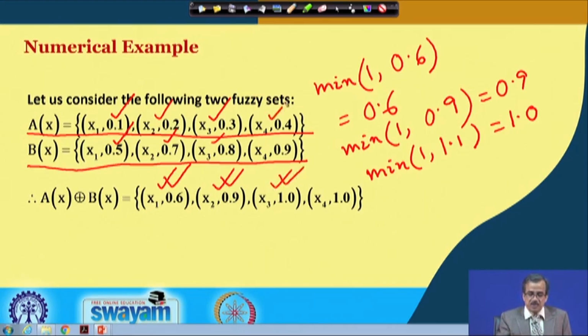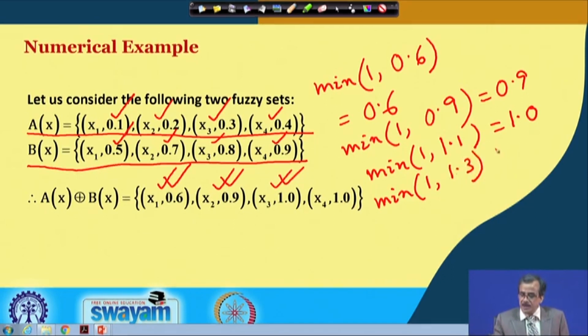Similarly, corresponding to x4, this is the minimum between 1 and 0.4 plus 0.9. This is 1.3, and the minimum is 1.0. So, corresponding to x4, we write 1.0. This is the way we can find out the bounded sum of A(x) and B(x).